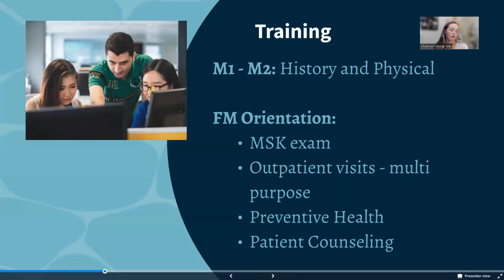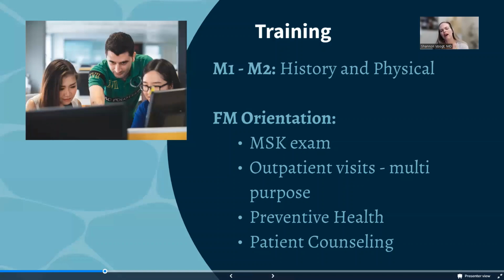During the first day of family medicine orientation, we teach them a very detailed musculoskeletal exam. So we do shoulder, knee, ankle, back, and hip. And these are great ones for them to practice. So if someone comes in with back pain or hip pain, your student should know some of those common tests that you should do and be able to practice that on the patient.